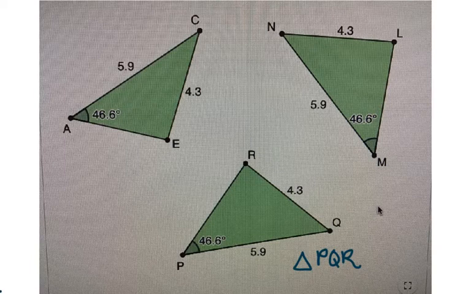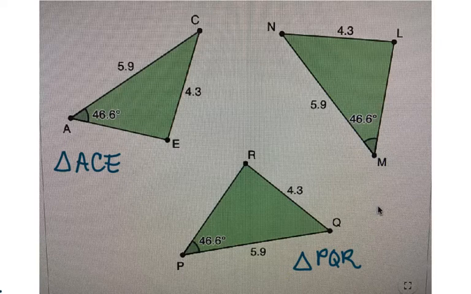Is it going to be ACE? So I'm going to label ACE. And where did I get that? I got that right off the slide. Or triangle MNL.